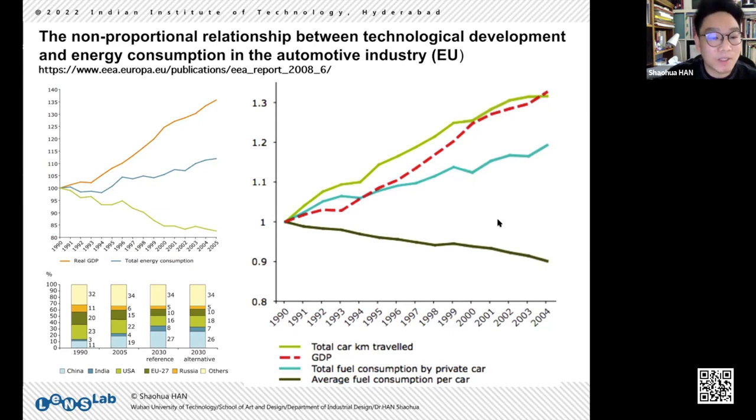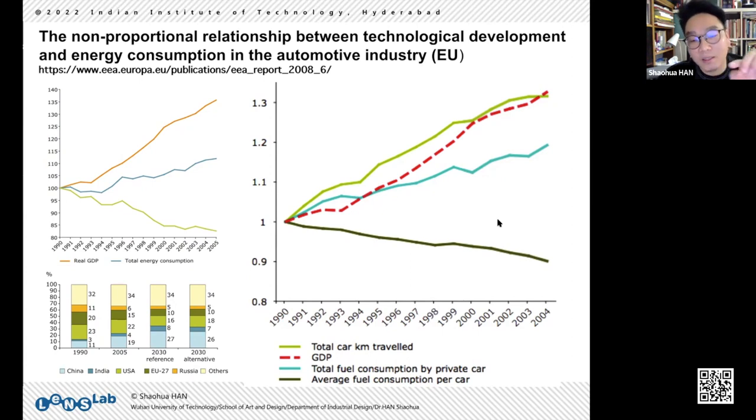But we can say that there's another thing. We can see from this that the GDP went up along with the total energy consumption. But let's see the picture on the right part. Even the total distance traveled by cars is long and getting longer, and it's the same kind of trend with the GDP, and also the same kind of trend with the total fuel consumption by private cars.